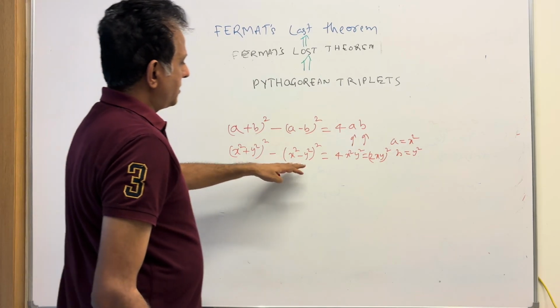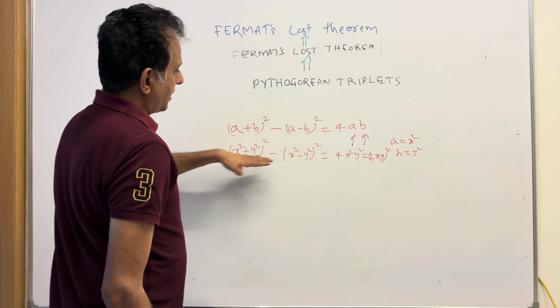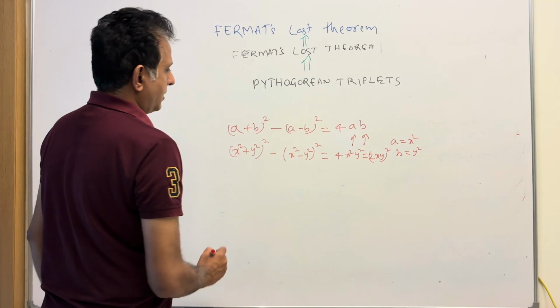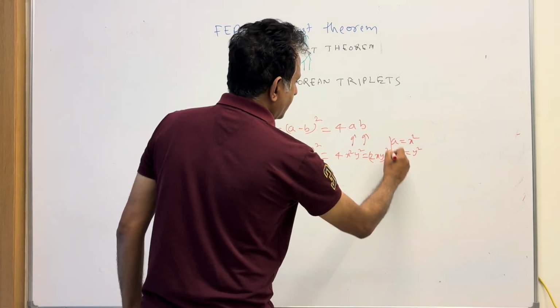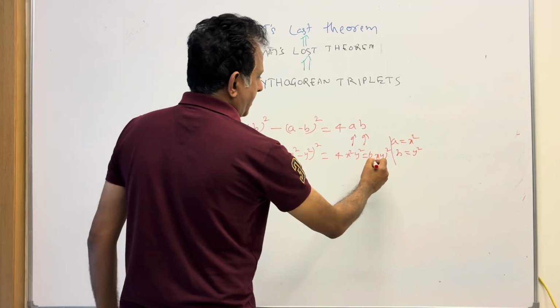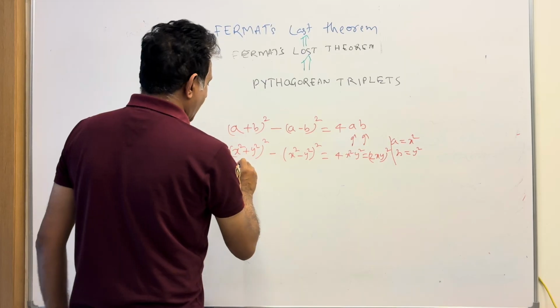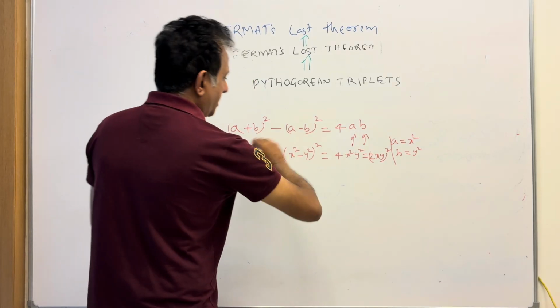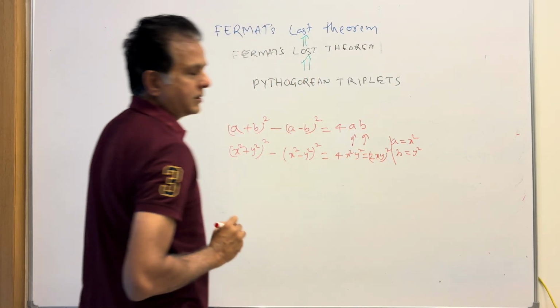So this is also a kind of Pythagorean triplet. So take any x and y, and then you square them, add them, subtract them, and then you will get this.